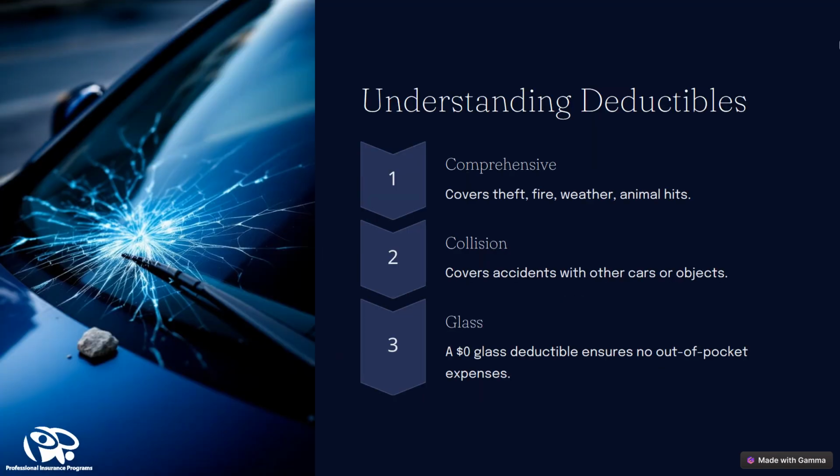Your deductible is the amount you pay out of pocket before your insurance kicks in. Choosing the right deductible is about finding a balance between cost and coverage. Comprehensive coverage pays for damage from theft, fire, weather, and animal-related accidents. Collision coverage covers damage to your car in an accident with another vehicle or object. Glass coverage. Some policies offer a $0 glass deductible so you don't have to pay out of pocket for windshield repairs. Higher deductibles typically lower your premium, but you'll want to choose an amount you can comfortably afford if you need to file a claim.